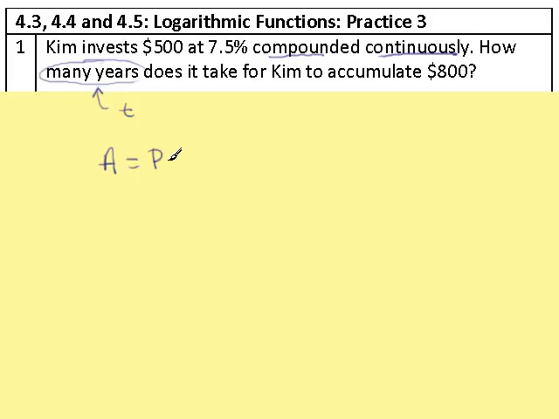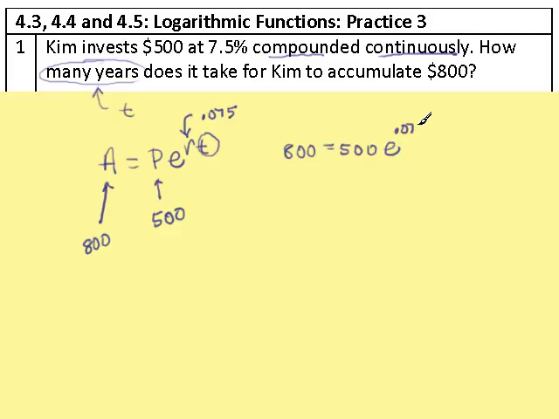A is equal to P e to the RT, and start filling in. 500 is the initial amount, so that's P. The rate is 7.5%. Change that to decimal, and that's 0.075. And the amount accumulated at the end of the time period is $800. And we want to solve for t, the time period. So filling this in, we have 800 is equal to 500 e to the 0.075t.